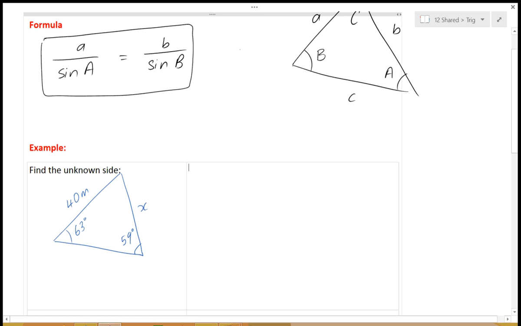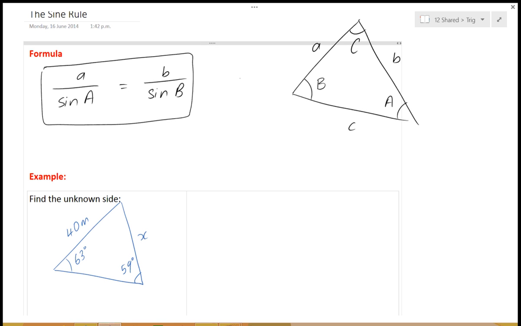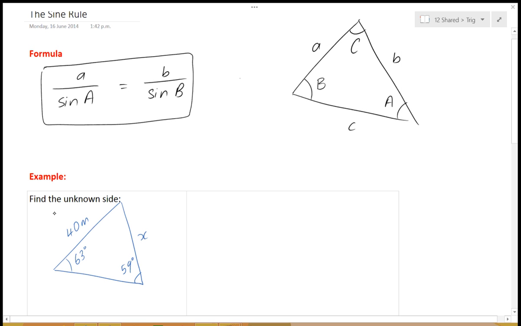Alright, so with this side here, we've been given two angles and two sides to work with. One of the sides we don't know. So the first thing I'm going to do is label my sides according to how I labelled that triangle up the top. So I'm going to call this side a and this side b. Doesn't matter if I labelled it the opposite way around, just as long as one's a and one's b. So which is going to be my angle capital A? 59. Yep, and so the other one's going to be capital B.